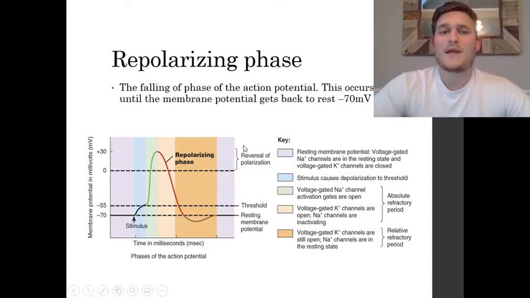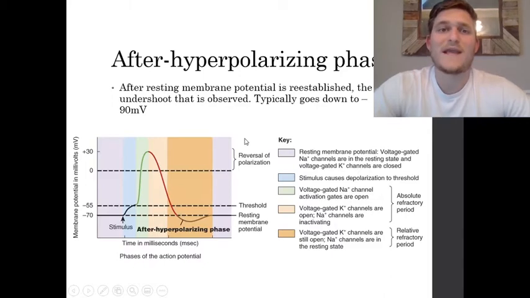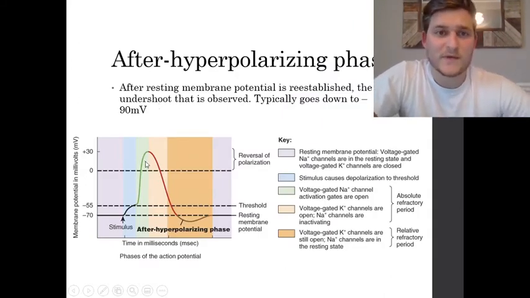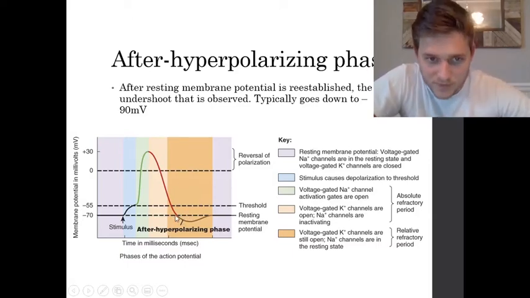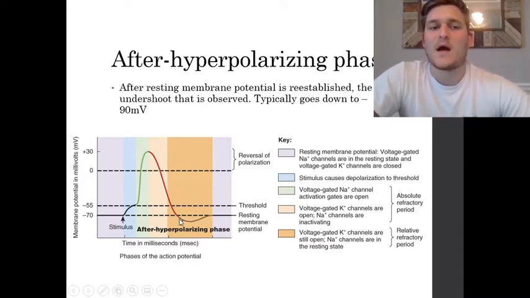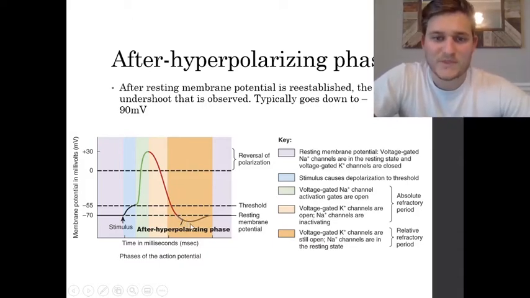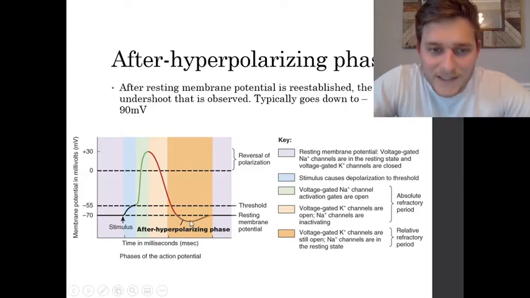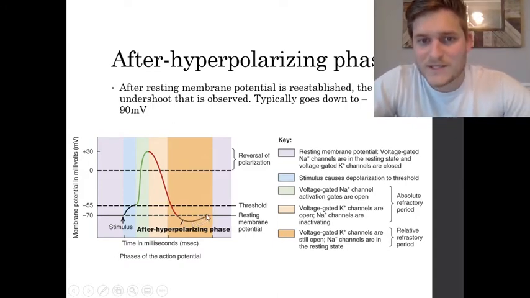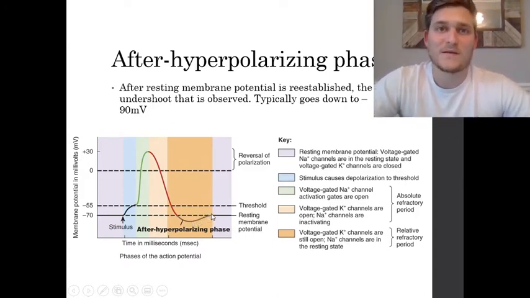And then we're going to get a final little phase called the after hyperpolarization phase. In the after hyperpolarization phase, what we're going to have is that these voltage-gated potassium channels are going to remain open a little bit past the resting membrane potential. And then the membrane potential is going to reach that equilibrium potential for potassium. And so those channels are not going to close until around negative 90. And then once they do close, then we will return back to the resting membrane potential.